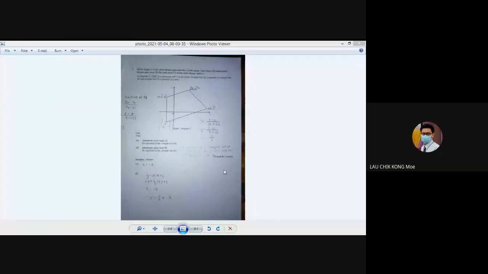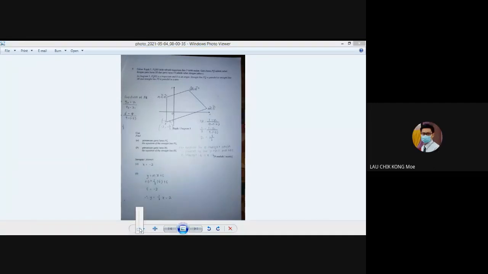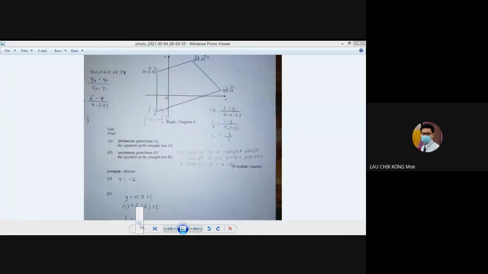How about now? Can you see it larger? Okay, so now I try to enlarge it. Oh.